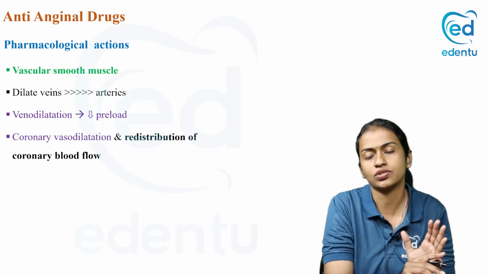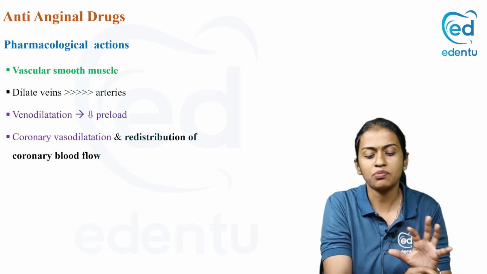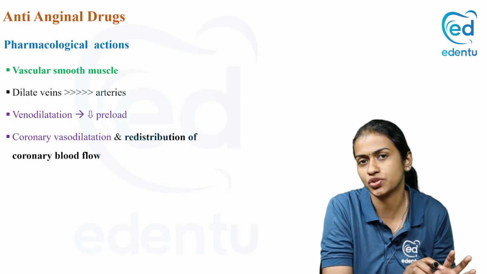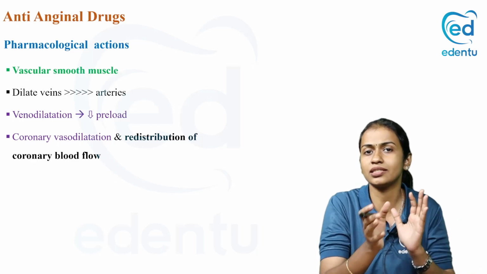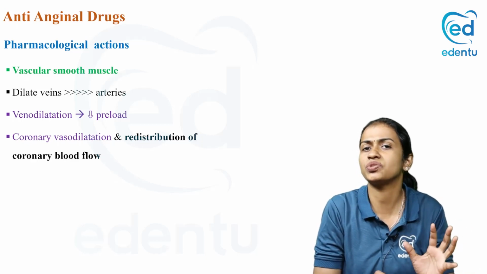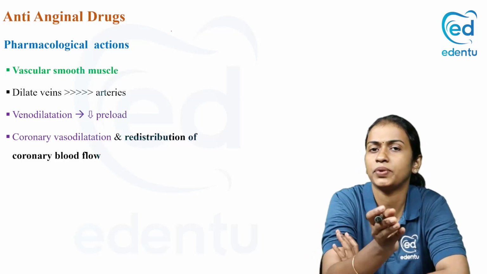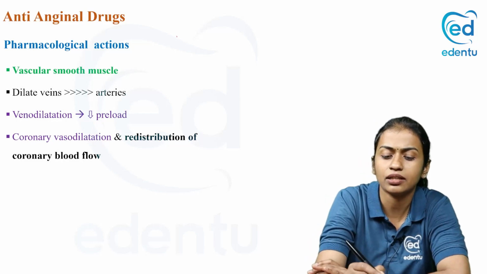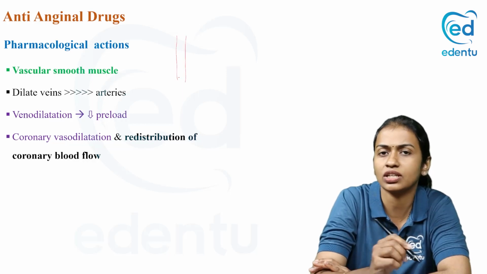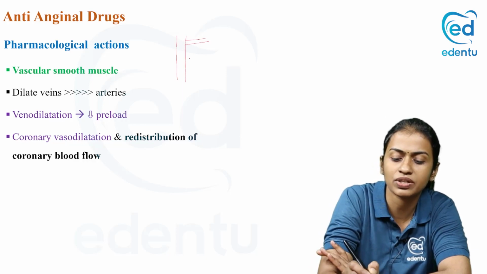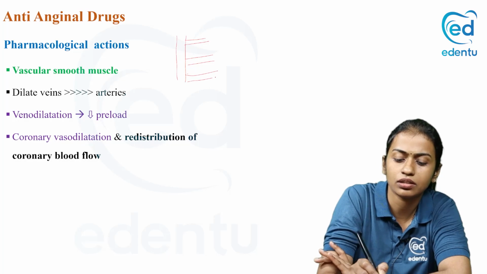In addition, it causes coronary vasodilatation, and basically it causes a redistribution of blood flow, rather than increasing the coronary blood flow. What is meant by this redistribution? The peculiarity of nitrates is that it dilates the large conducting vessels. So the large conducting vessels will be sending out the smaller resistance vessels.